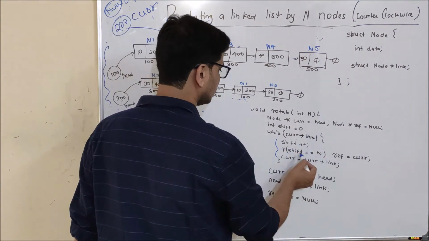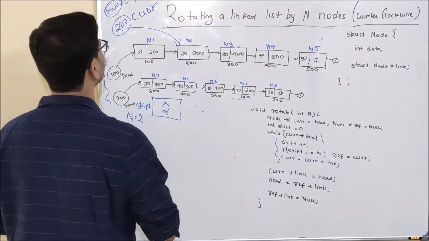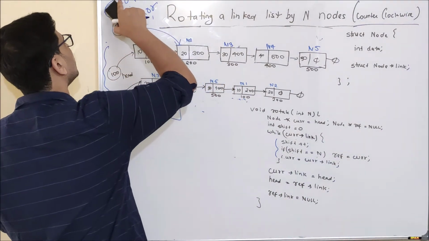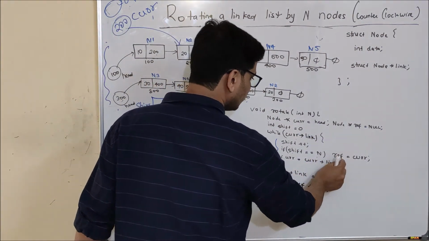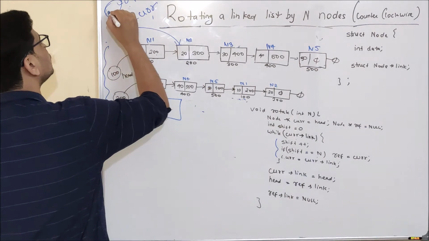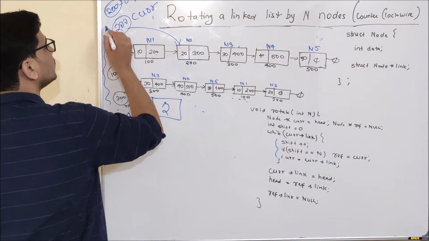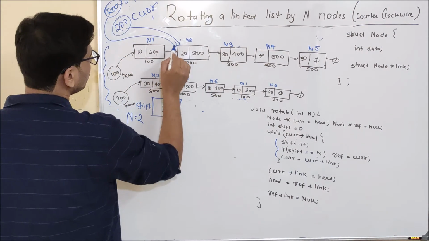Shift is equal to 1. Shift is 2 and n is 2. So I am going to update reference. I am updating reference with current. And what is current? Current is 200. So reference will be 200 and it will start to point to node 2.